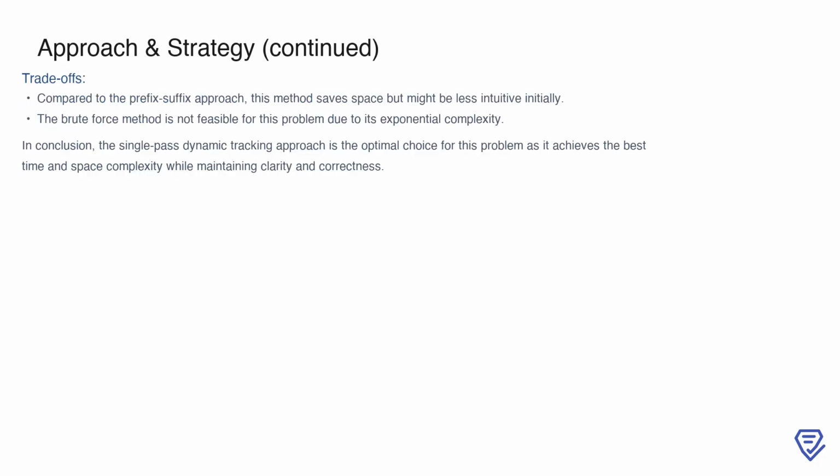While the single-pass dynamic tracking approach is highly efficient, it does come with some trade-offs. Compared to the prefix-suffix approach, it saves space by eliminating the need for additional arrays, but it may be less intuitive to understand initially. On the other hand, the brute force method, while straightforward in concept, is completely infeasible due to its exponential time complexity. In conclusion, the single-pass dynamic tracking approach is the optimal choice for this problem. It achieves the best balance of time and space efficiency while maintaining correctness and clarity, making it the most practical solution for handling large strings effectively.